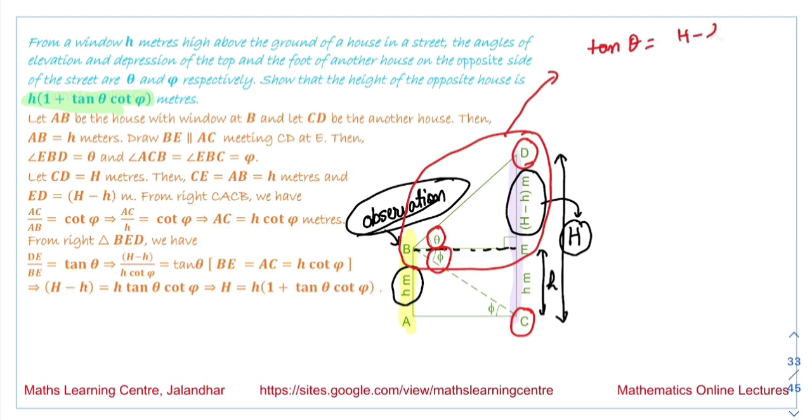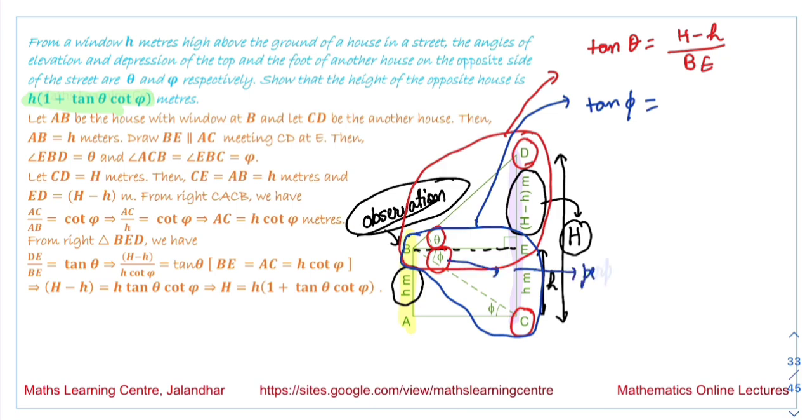If we look at this triangle BDE, in this triangle tan theta is equal to capital H minus small h over BE. When we are talking about this triangle BCE, we consider tan phi. For this angle phi, this side is the perpendicular and this side is the base. So we get that this value is equal to h over BE.